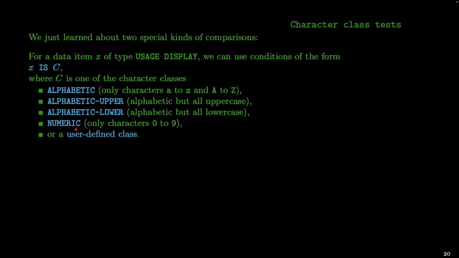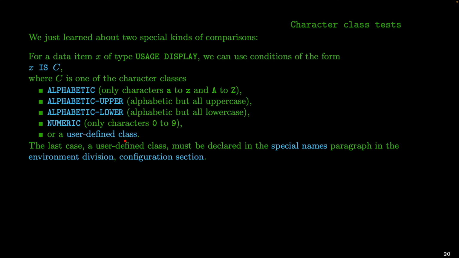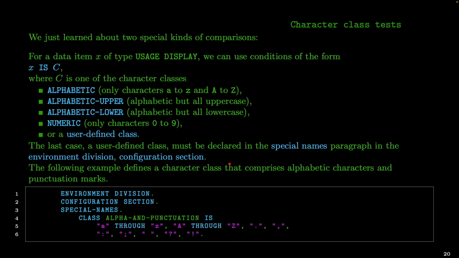Numeric means it has to be a number, so you could use this, for example, to test if a string actually represents a number, or you can define your own character class to test against. And to do that, we would have to declare it in the special names paragraph, in the environment division, in the configuration section. So here's an example of that.